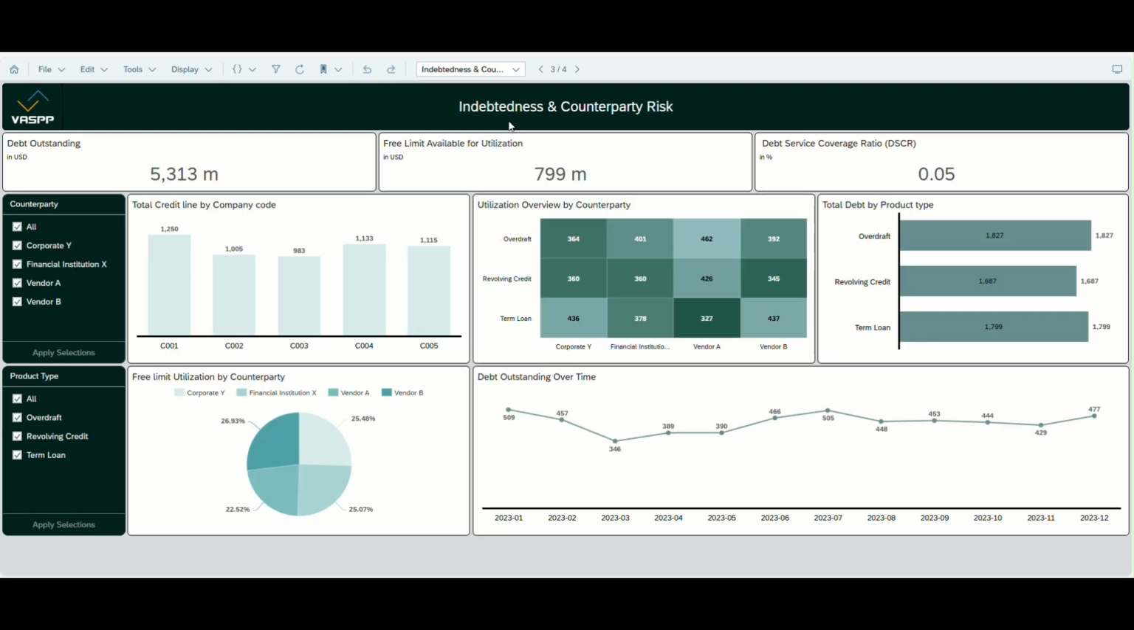This indebtedness and counterparty risk page offers a comprehensive look at your debt exposure, credit line usage, and counterparty risk, all essential for managing borrowing costs and credit risk effectively.